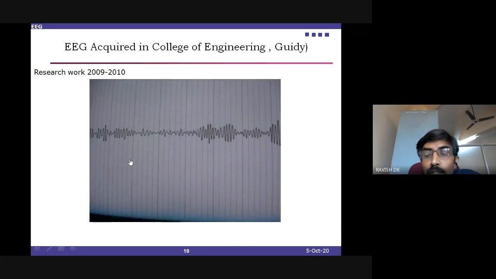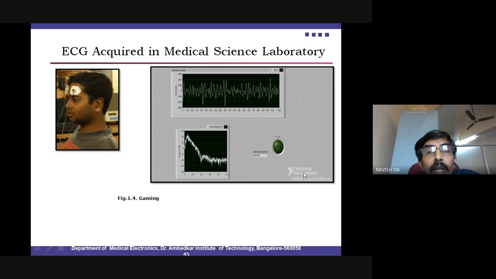These are all applications of EEG. Similarly, my student is working on a gaming application. This is my student.